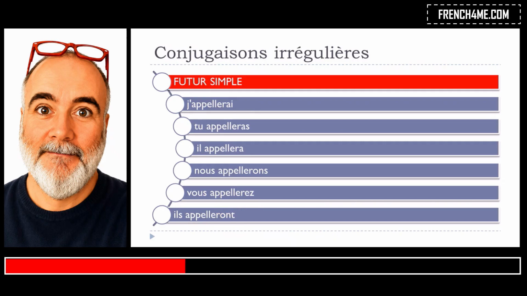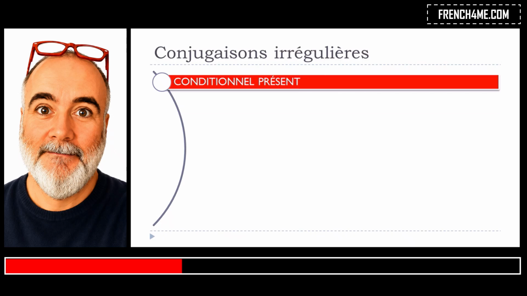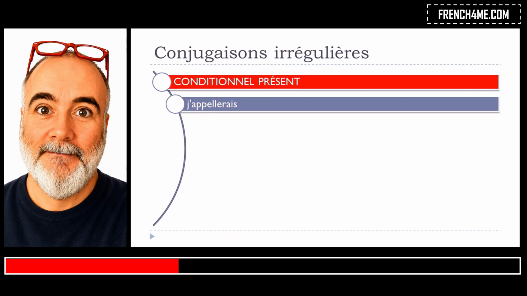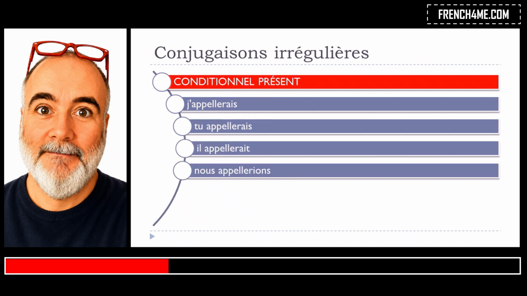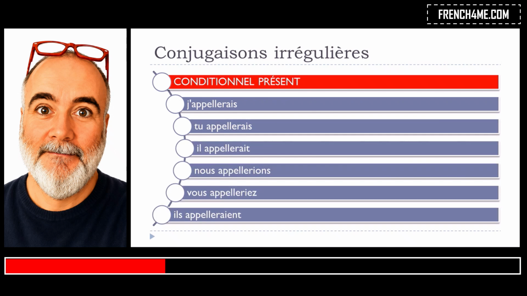Let's see now le conditionnel présent, and it will be exactly the same thing. J'appellerais, tu appellerais, il appellerait, nous appellerions, vous appelleriez, ils appelleraient. Same thing, you've got to double the L, and it does concern all the forms, if you look carefully.